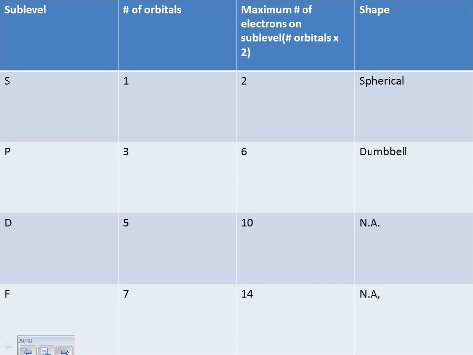In our sublevel S, we're only going to have 1 orbital. So if we only have 1 orbital, we can only have 2 electrons. And that shape is going to be spherical. I'll show you what these look like in the next slide.